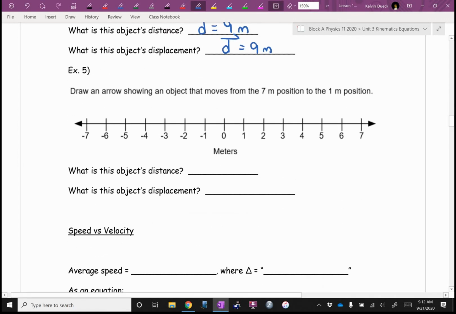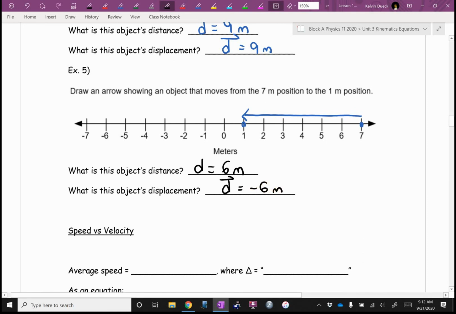Example 5, draw an arrow showing an object that moves from the 7 position to the 1 position. Camille, what's this object's distance? Yep. Units? Yep. What's this object's displacement? Careful. Yep. Or you could say 6 meters to the left. -6, good enough.